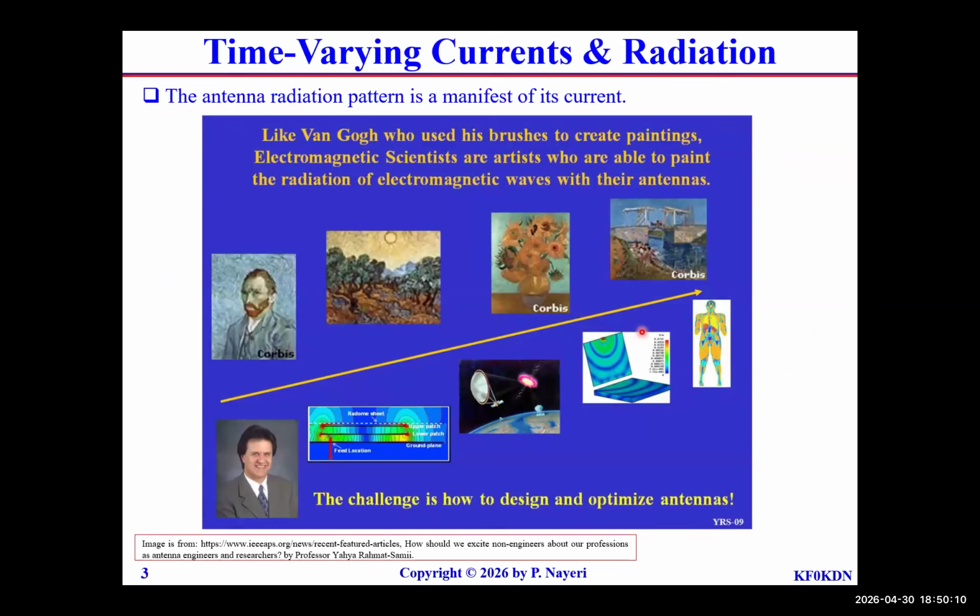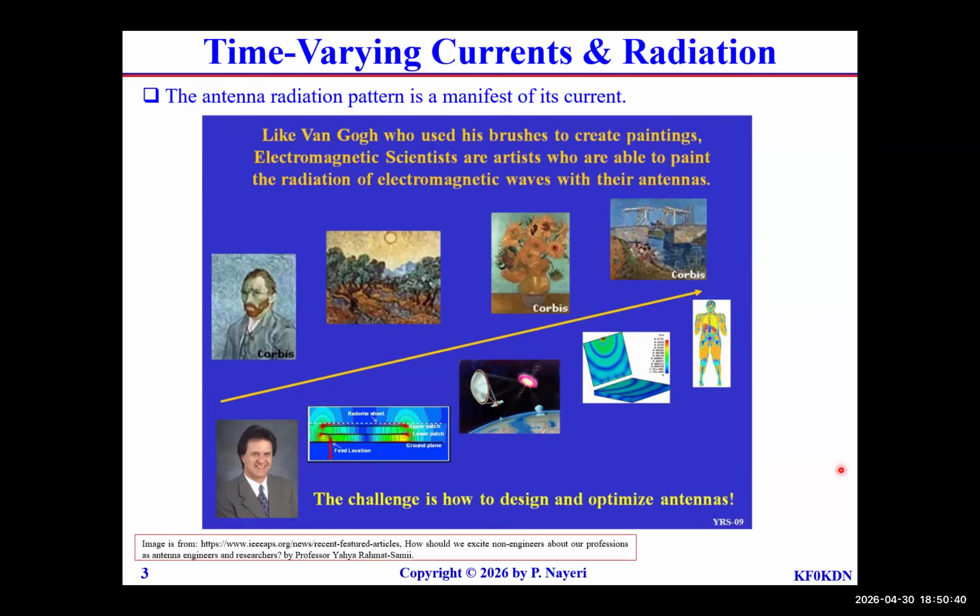A colleague of mine, a few years back, Professor Rahmat-Samii, he's at UCLA. He tried to explain this in the form of, I don't know if it's cheesy enough or not, that as an artist, if Van Gogh was creating the paints that created his canvases or his art, as an antenna engineer, we engineer the currents on the aperture of the antenna.